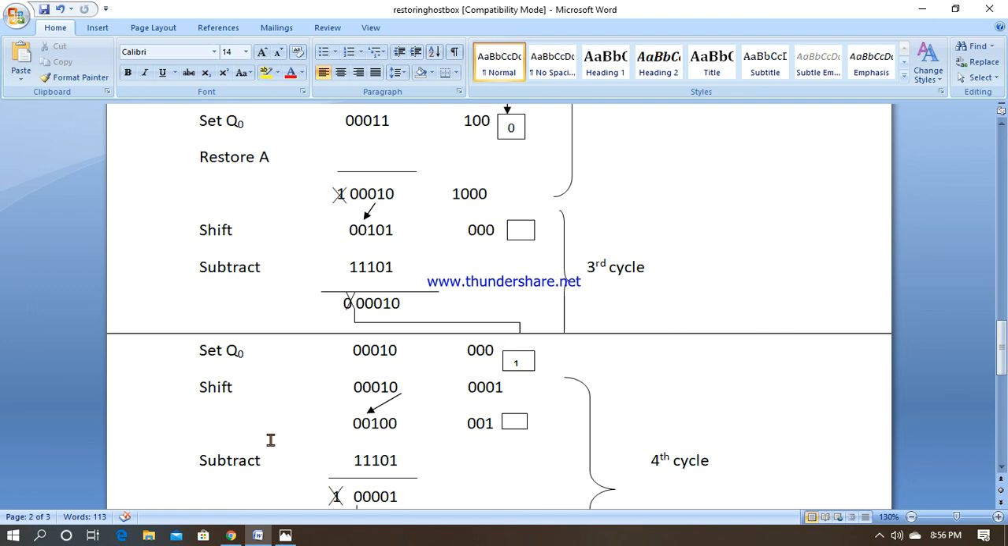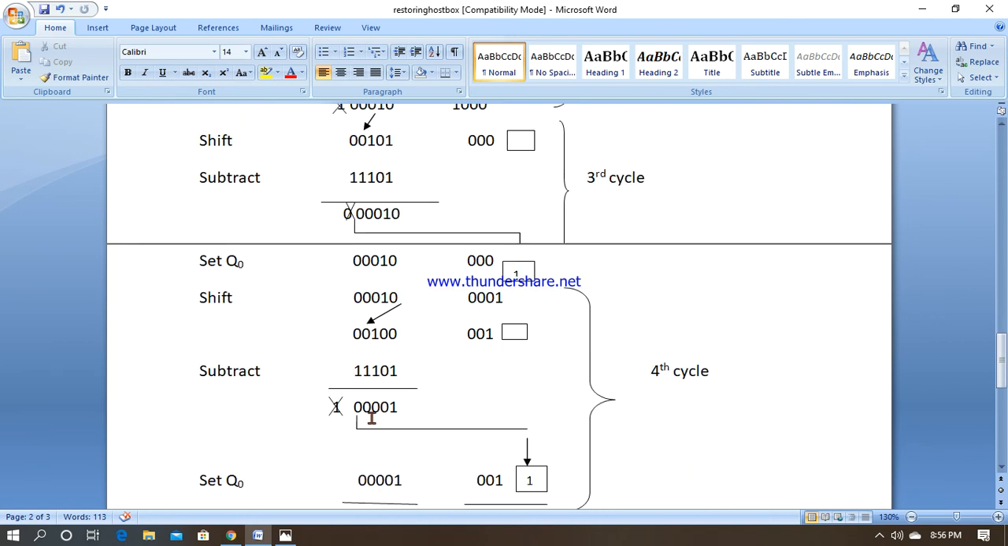Now, as per the flowchart, again subtraction. Subtraction means adding B's 2's complement value, that is 1 1 1 1 0 1. So here I am again adding the values: 0 plus 1 is 1, and 0 plus 0 is 0, 1 plus 1 is 0, again carry will be there. So 1 plus 1 is 0, again carry will be there, 1 plus 1 is 0, again 1 will be there, that carry bit we ignore here. So you will get the answer of 0 0 0 0 1 followed by 0 0 1 for the Q value.